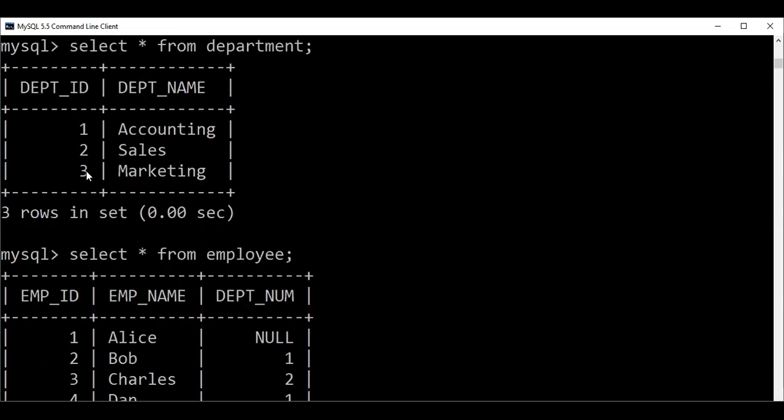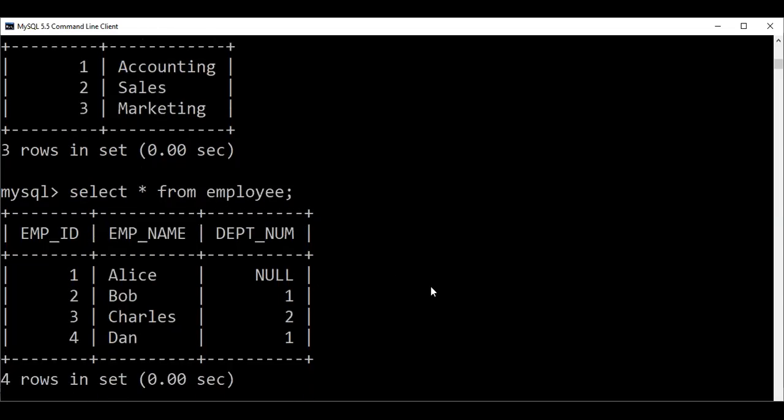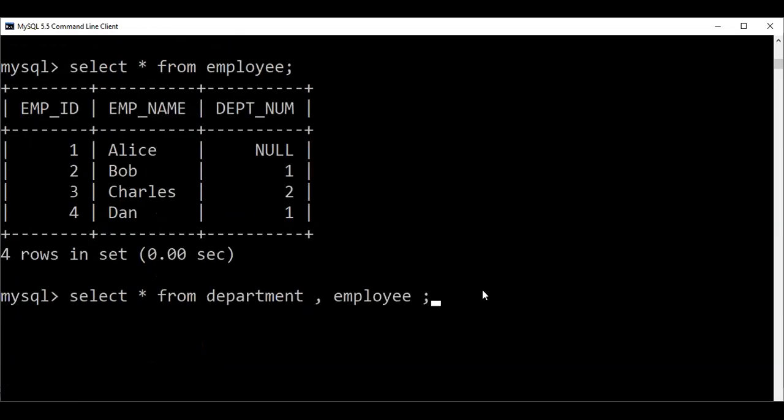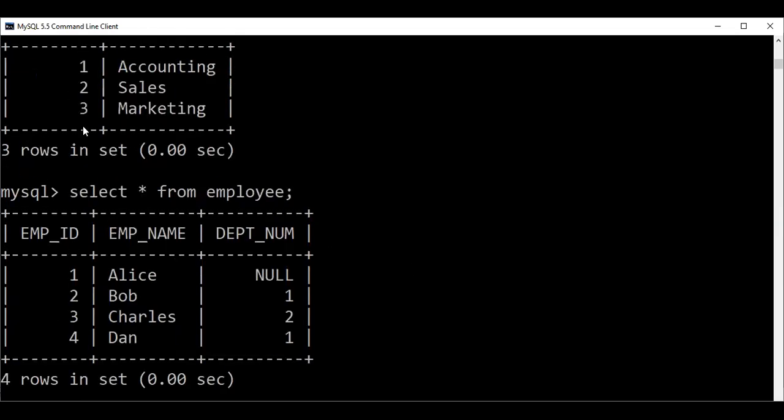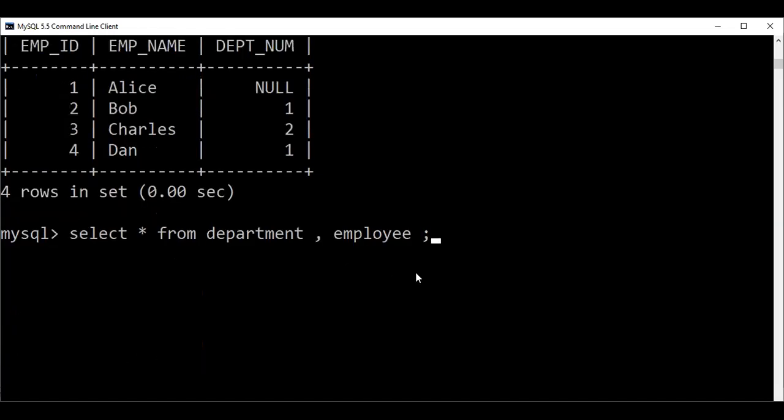Remember this: 1, 2, 3, you can come onto this department number. So now, how many possible combinations? 3 cross 4. This is a cross join because 3 cross 4 gives 12 rows. And how many attributes will we get?